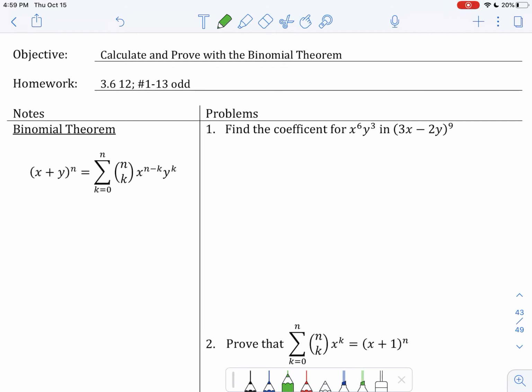Well, hey there. So we're going to start looking at our second set of notes for this week, which is talking about the binomial theorem. We're going to do some calculations that will feel more familiar, as well as some proofs.